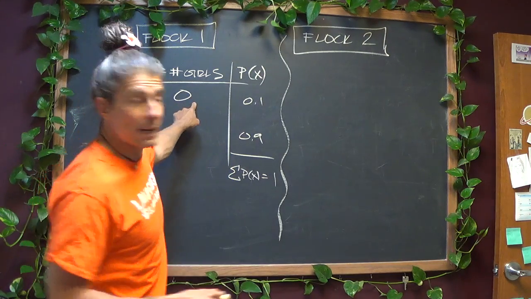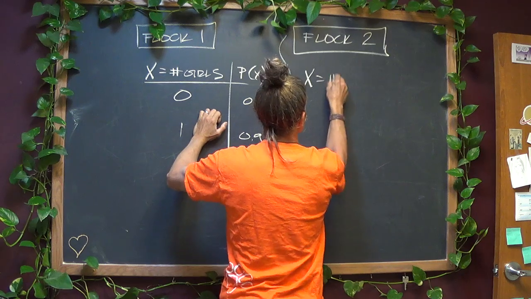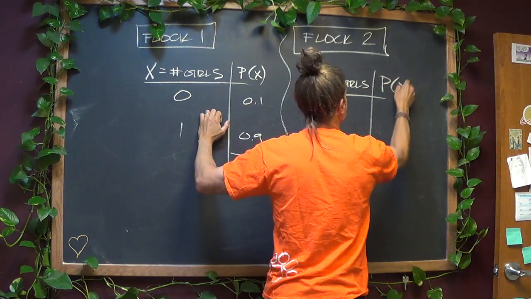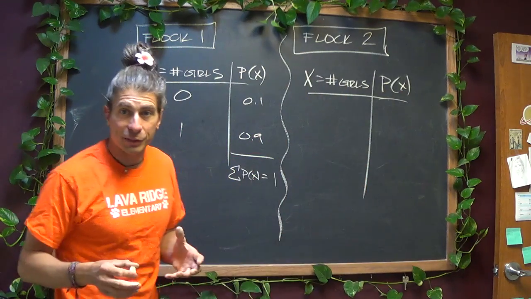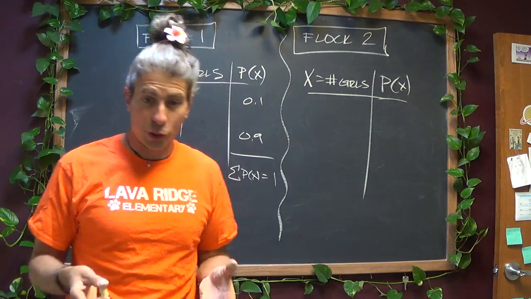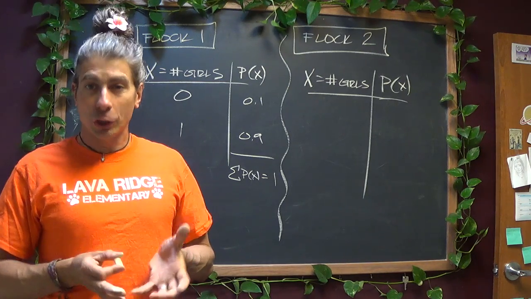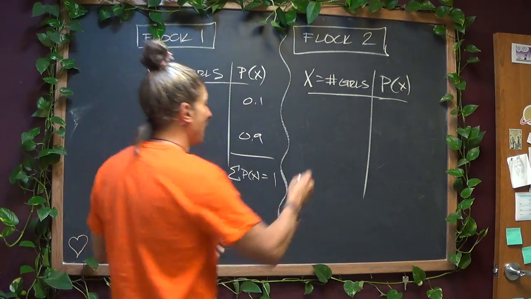So let's do the same thing. X equals number of girls, and the probability of X column. So the first thing you have to ask yourself is, okay, now I'm looking at a box. It's got 2 chicks in it. Box, 2 chicks. How many girls could I have in the box? Well, there might not be any.